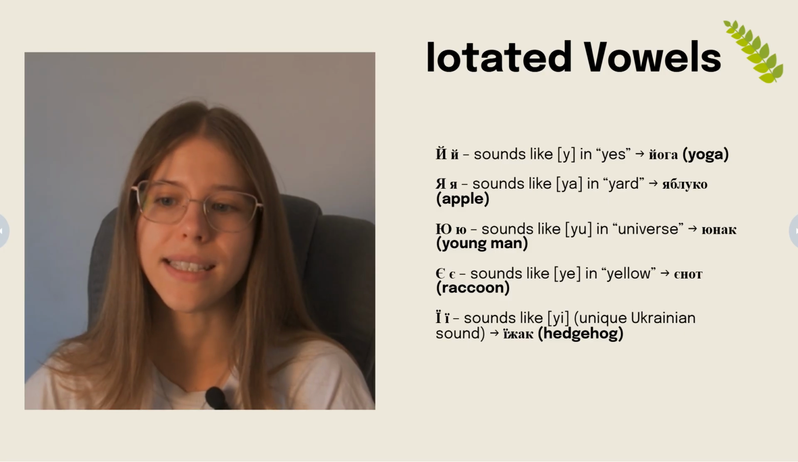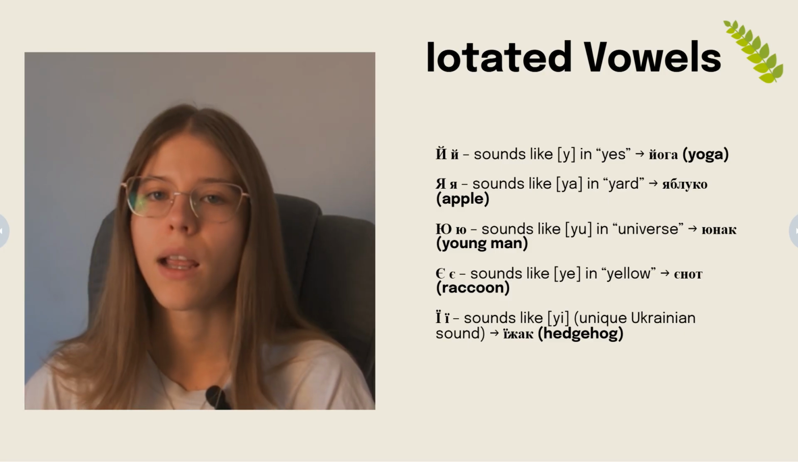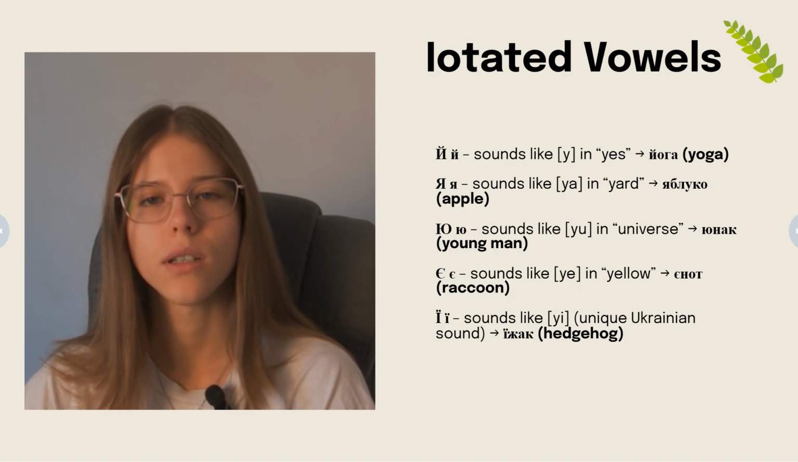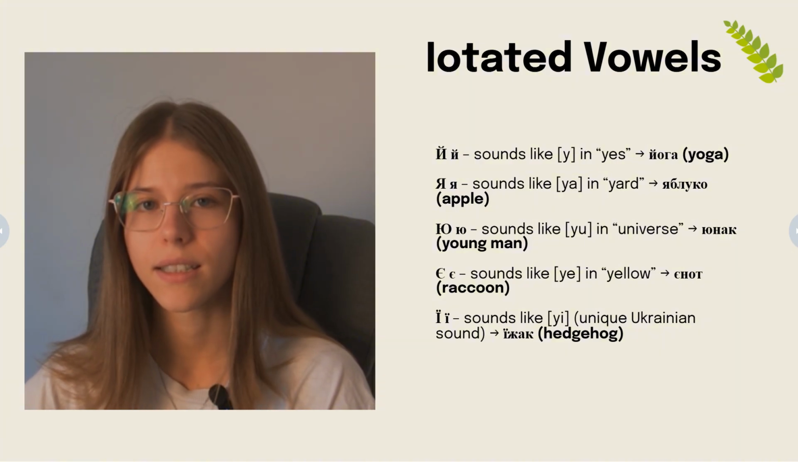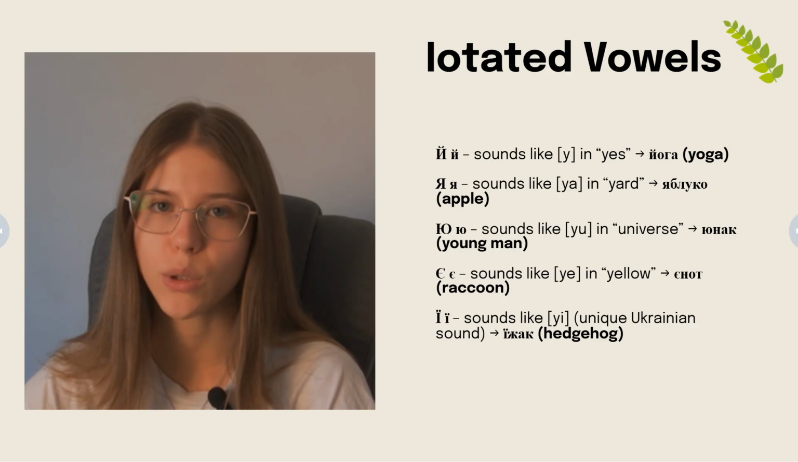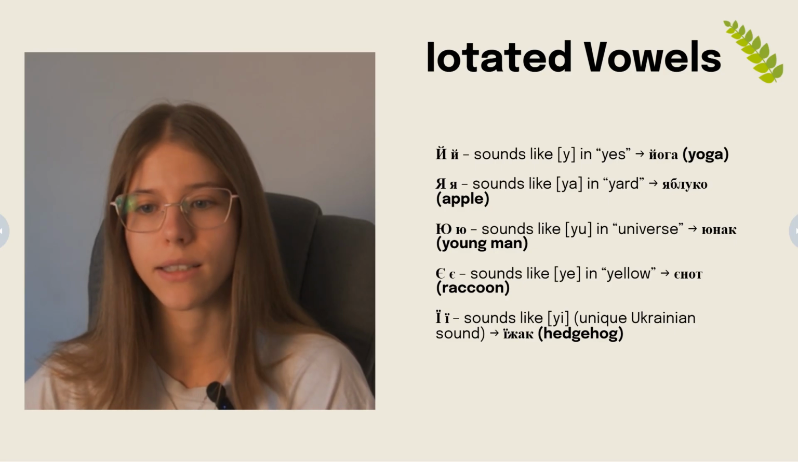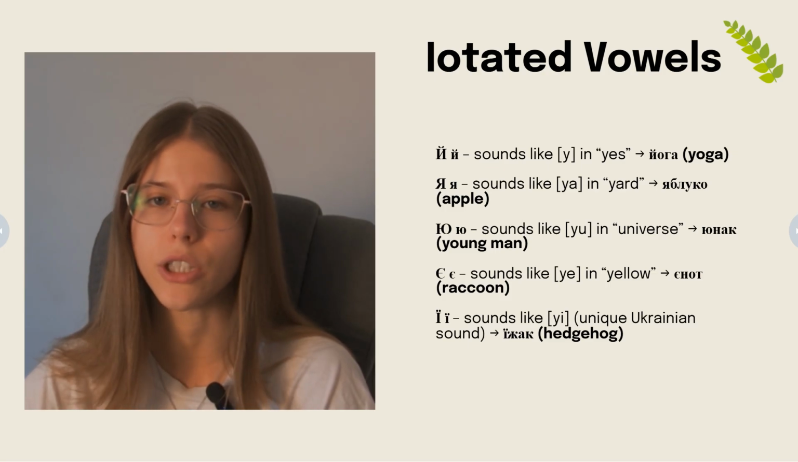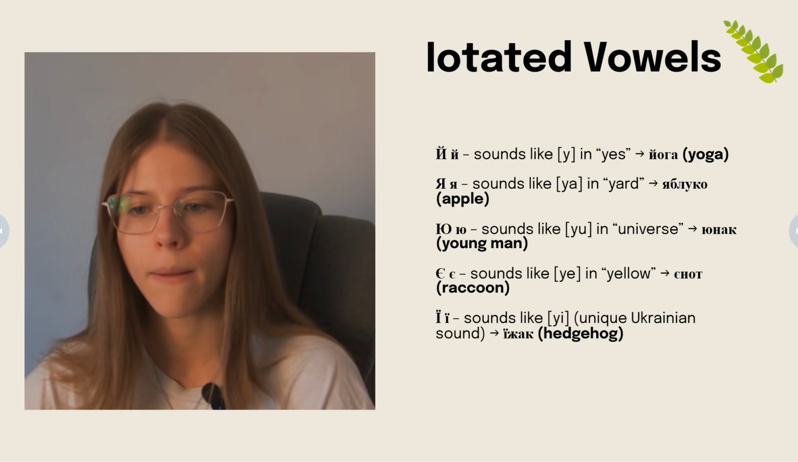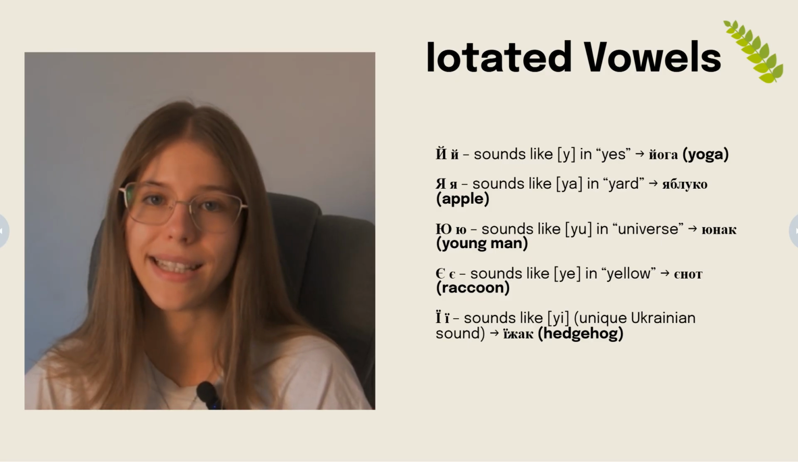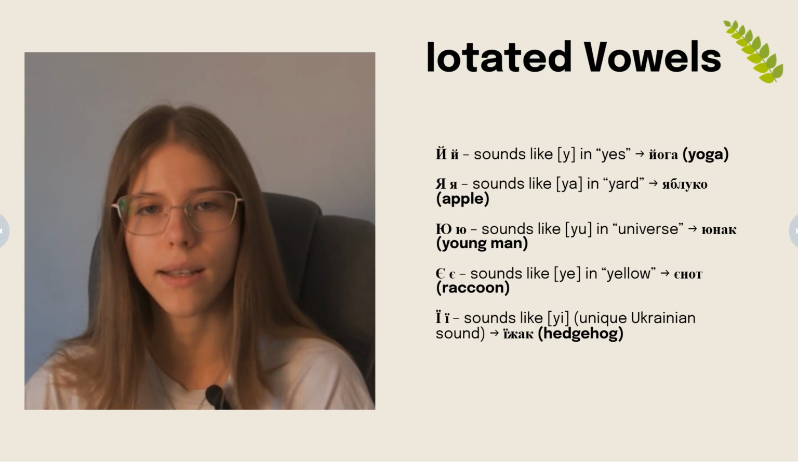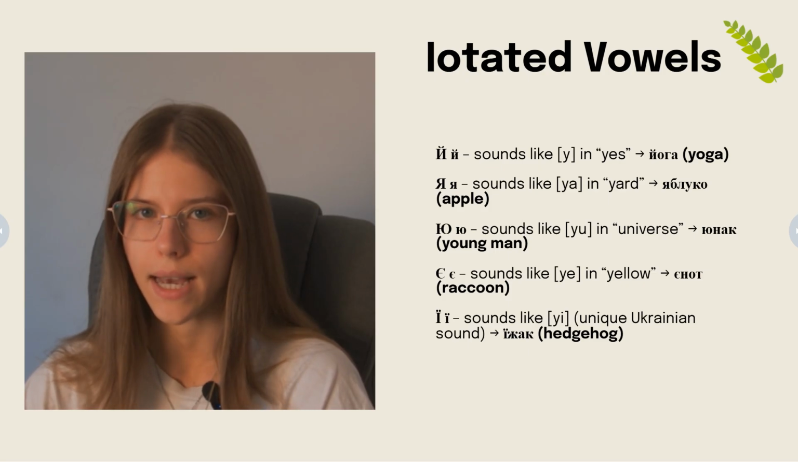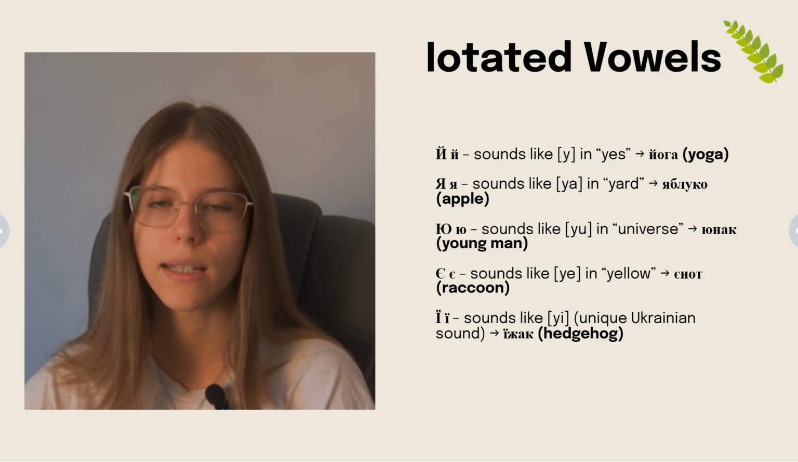Я, яблуко. Ю, юнак. Є, єнот. Їжак. It's very important to pronounce them correctly with letter y and a, and we have sound ya, with y and u, that sound yu, y and e, so we have ye letter and yi. Let's repeat them. Y, ya, yu, ye, yi.